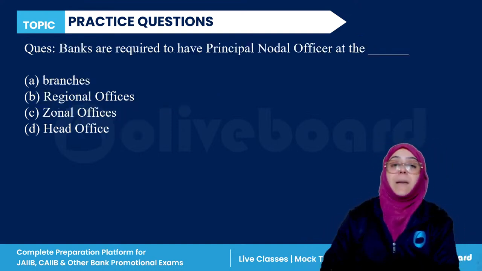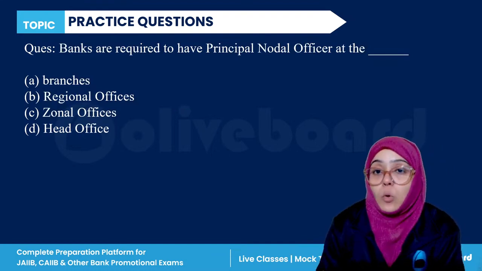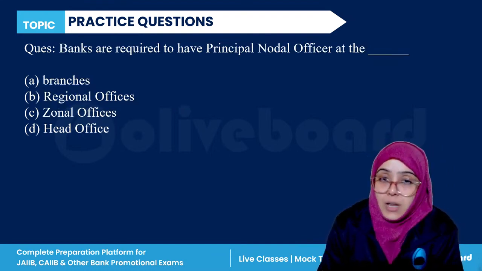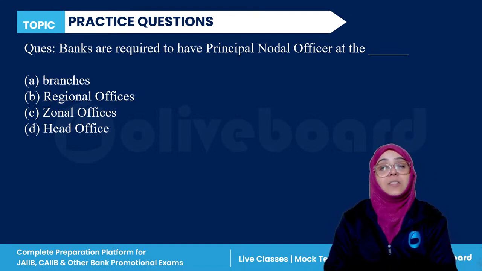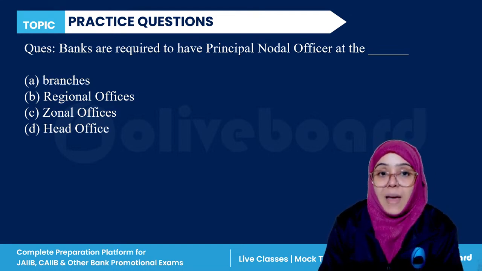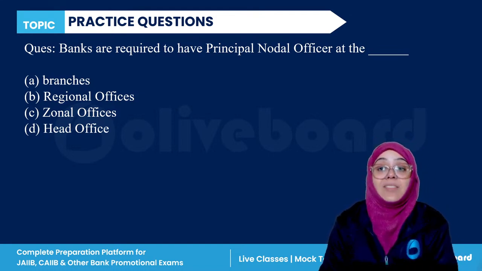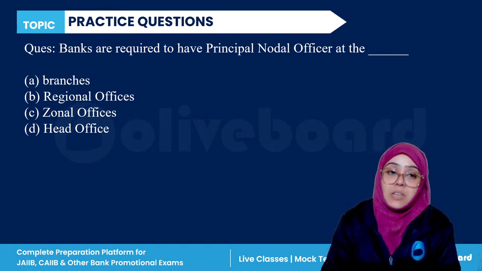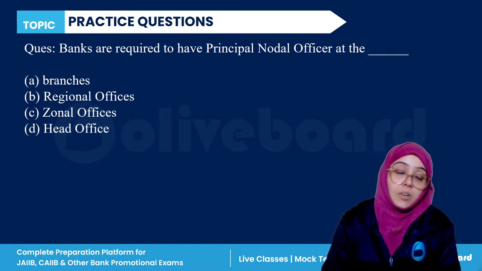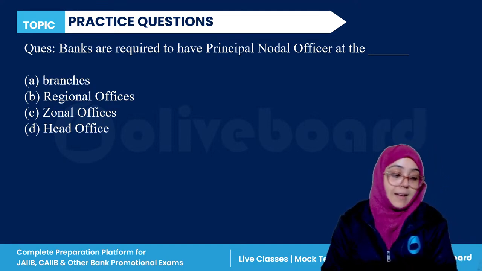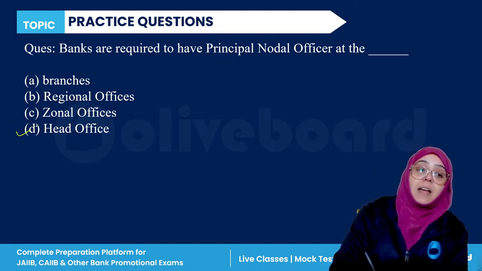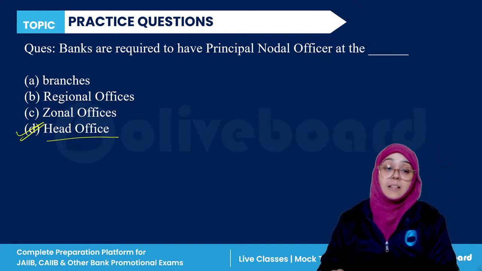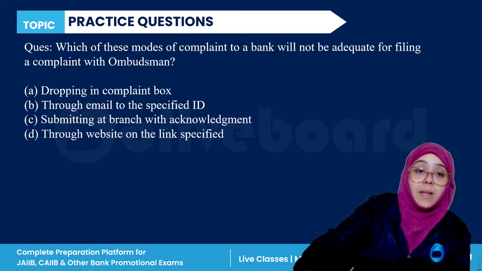Next question. Banks are required to have a principal nodal officer at the branches, regional offices, zonal offices, or head office. So the correct answer for this is head office. Banks are required to appoint a principal nodal officer at the head office. Okay.